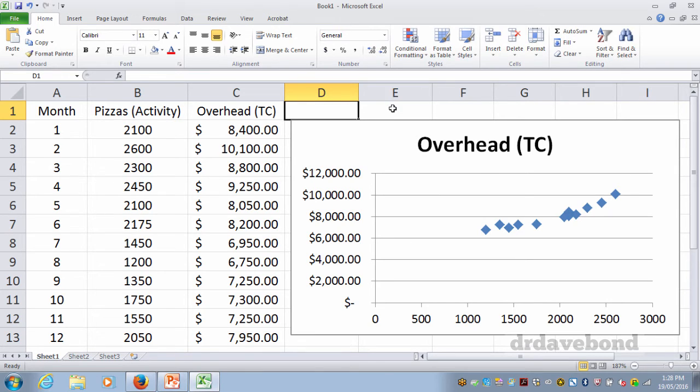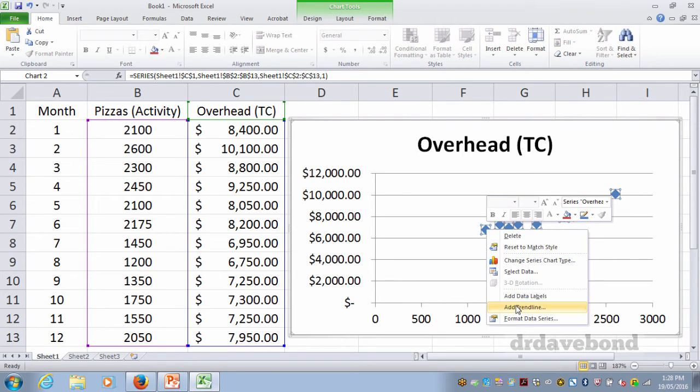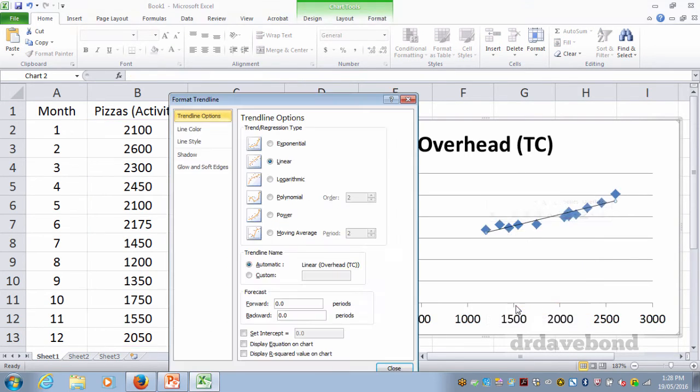Now, to find out the regression information, which is the coefficient that we need, I will simply go down to one of the data points. You'll see some information pop up. If you're using a Mac, you might have to two-finger click. If you're using a PC, just right-click. Add a trend line. We want to keep it as a linear trend line.